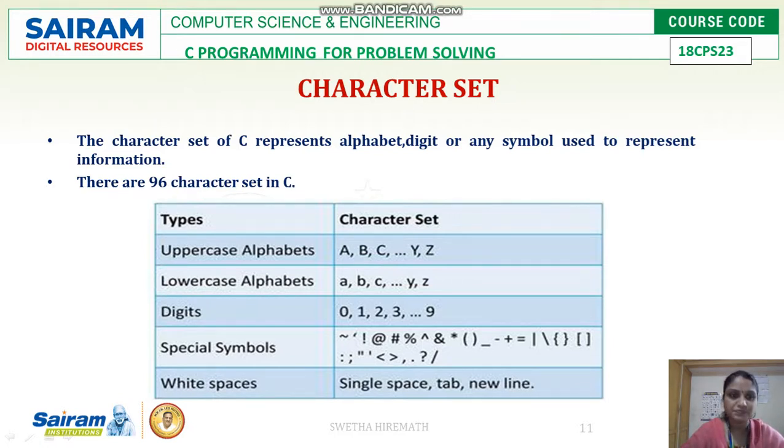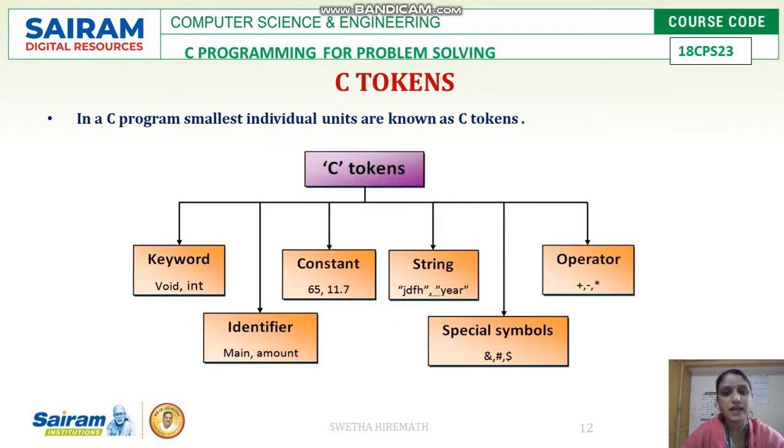C language. Once we are clear with the character sets, we have to go with the tokens. What are tokens? They are like the words. The smallest individual units of a C program are called C tokens. C tokens can be divided into 6 different parts: keywords, identifiers, constants, strings, special symbols, and operators.